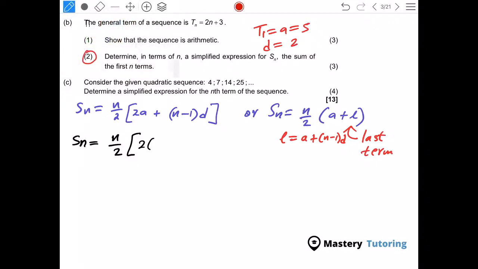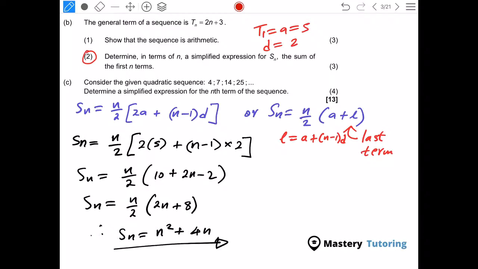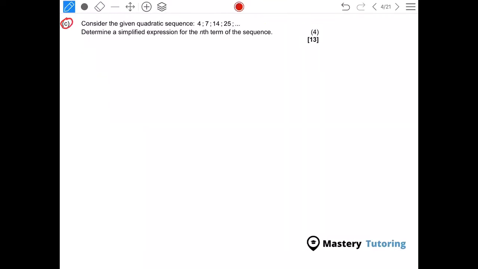Therefore, we're going to substitute everything here. So a is 5 plus n minus 1 times 2. So Sn is going to be n over 2 times 10 plus 2n minus 2, which is ultimately the same as n over 2 times 2n plus 8. Now we multiply the n over 2 into the bracket, and we get Sn equals n squared plus 4n. This is the answer.